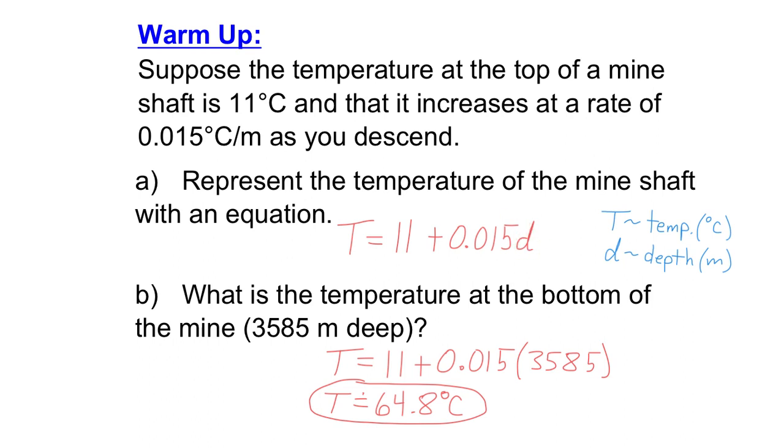So, to answer the second question, what is the temperature when the depth is 3,585 meters? All I have to do is replace D with that number because D represents depth. So if I know the depth, I replace D with that number. And now I just do the math. 11 plus 0.015 multiplied by 3,585. If I do that properly, I get approximately 64.8 degrees Celsius. Now I rounded my final answer, and so to indicate that, remember, you put a dot above the equal sign. That indicates that we have an approximate answer, not an exact answer.